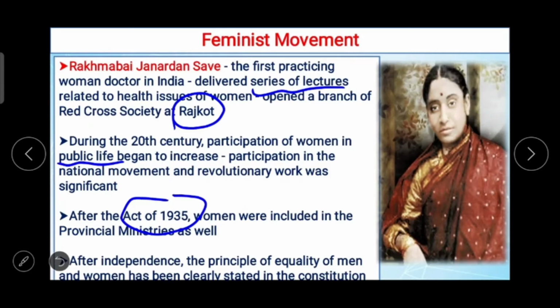After independence, the principle of equality of men and women has been clearly stated in the Constitution of India, and that was the thing which changed Indian society totally, which changed the position of women in Indian society. And the result of all these things we can see today in each and every field. Today we are having women, which is a good thing for our society.